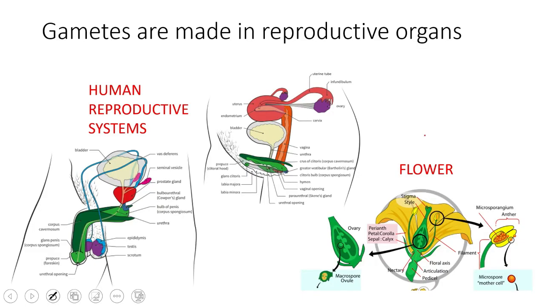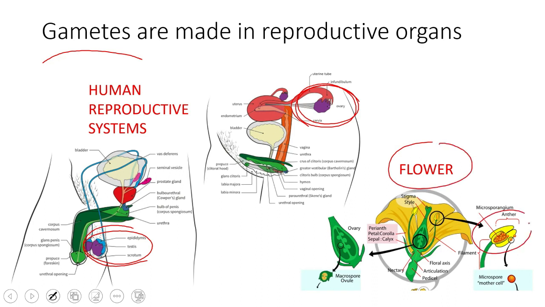All right, remember that meiosis makes gametes, and those are only made in specialized reproductive organs. The female reproductive system here in purple, the ovaries, and in the males, the testes. In flowers, we only get it in the anthers and the ovaries as well. Everywhere else in the organism, it's mitosis that is the type of cell division that happens. So meiosis is far more specialized.